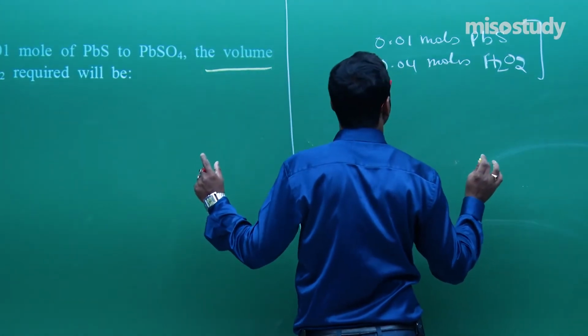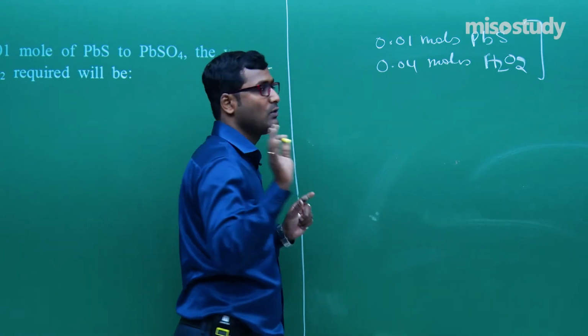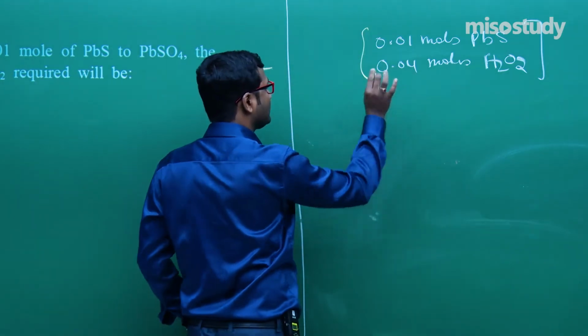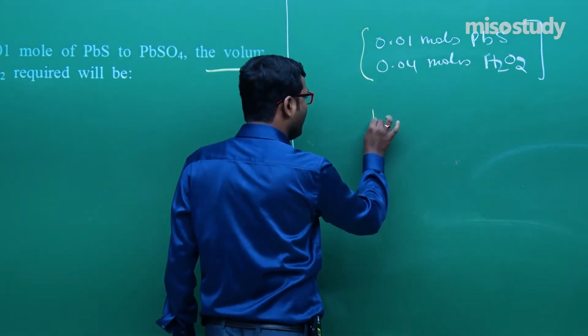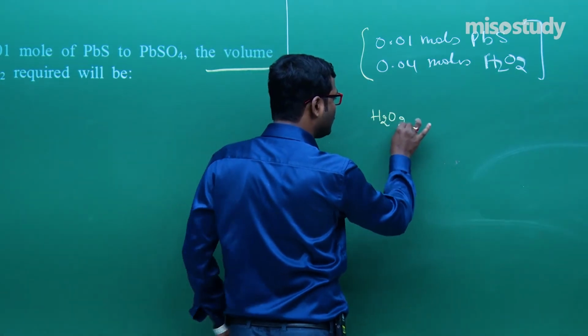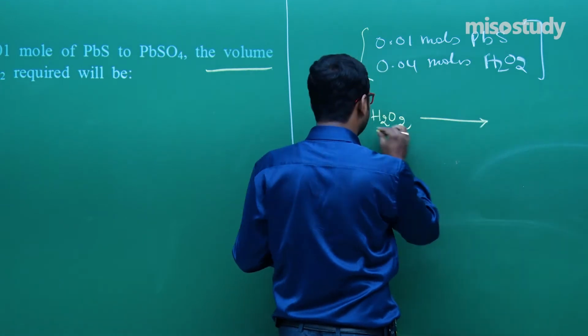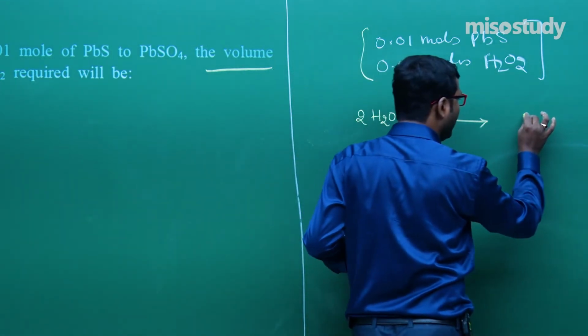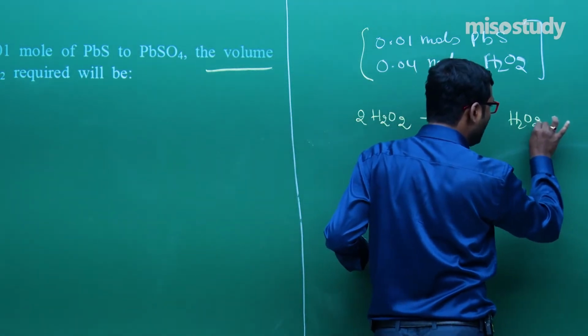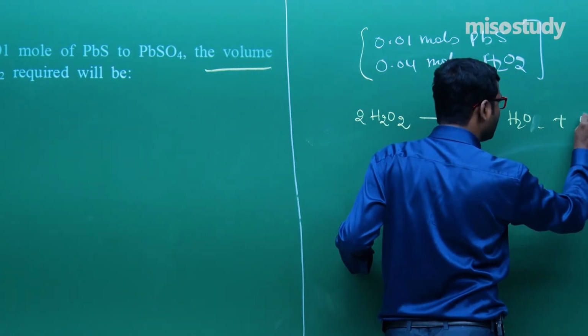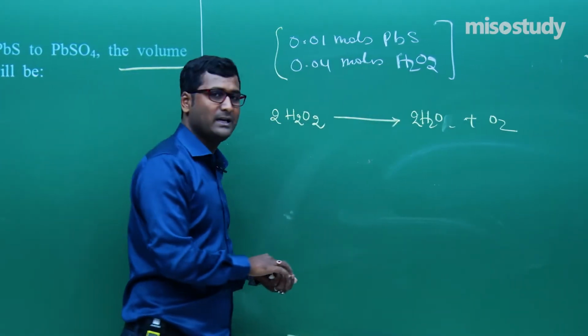One more, I am giving you a clue. It will help you a lot, if you do not know the question. As we know, if I talk about H2O2 in terms of strength, 2 moles of H2O2 gives you H2O plus O2. Remember this? This is a simple technique.